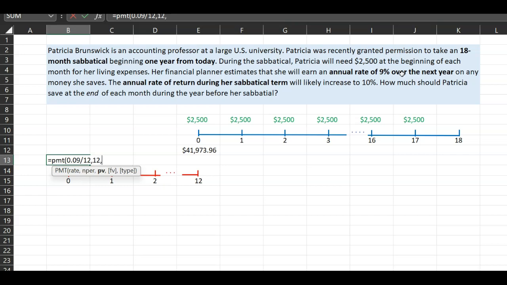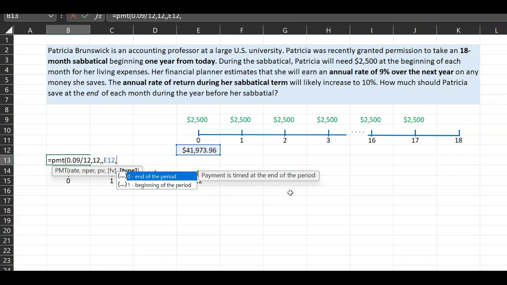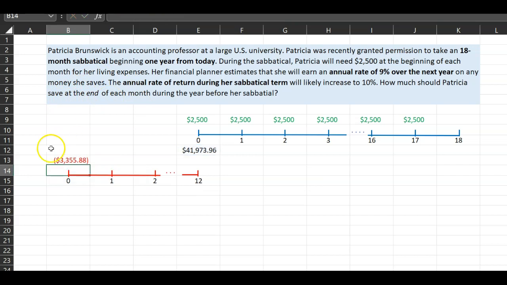There is nothing in the present, but in the future, which is 12 months from now, you're looking to get this amount, $41,973.96. You don't need to worry about type here because the question asked how much should she save at the end of each month. So the default is already 0, so we're not going to worry about that. And with this, you get $3,355.88. So long story short, if Patricia saves every month for the next 12 months this amount, she will be able to withdraw $2,500 during her sabbatical of 18 months.